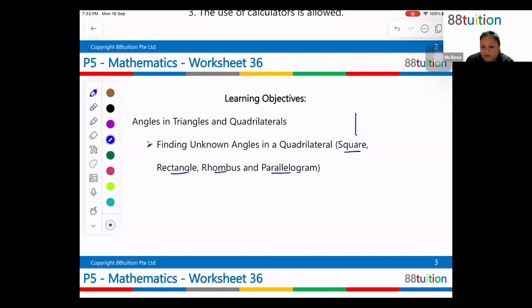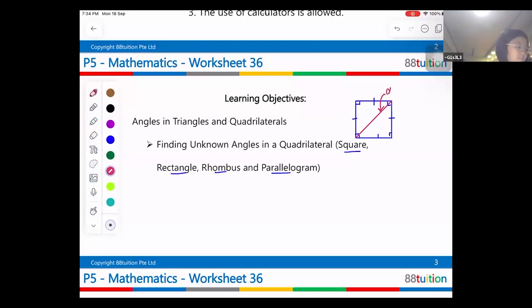Okay, now, very quickly, when we talk about square, this is a square. All sides must be equal. All angles are right angles. Now, if I draw a line down through the square, what is this line called? Anyone? Do you know what this line is called? Diagonal line. Very good. So it is called a diagonal.